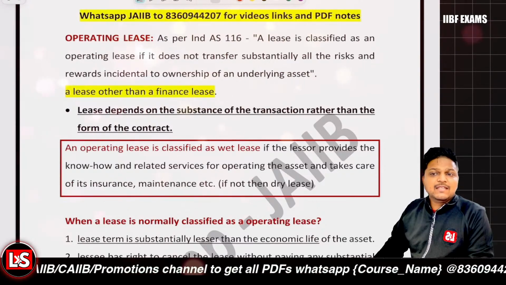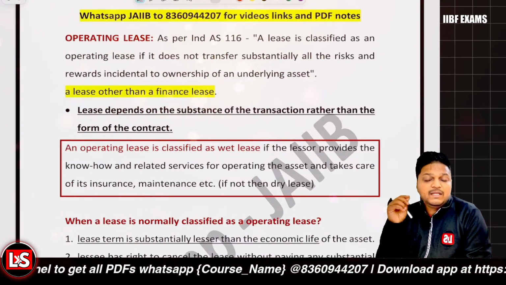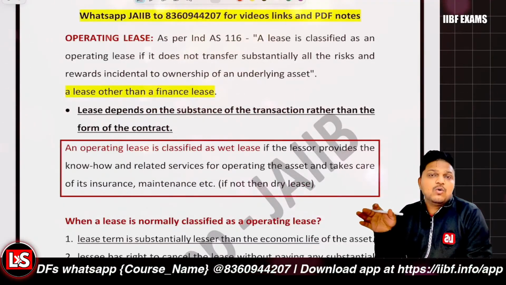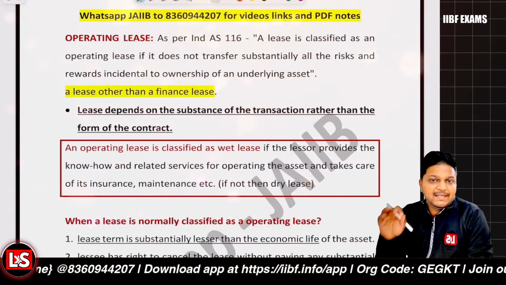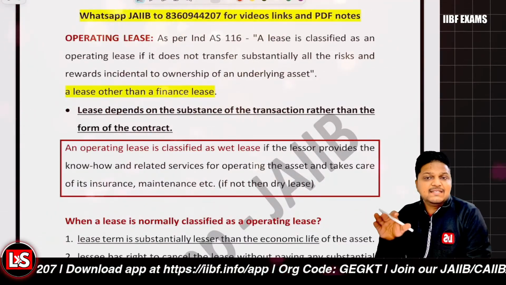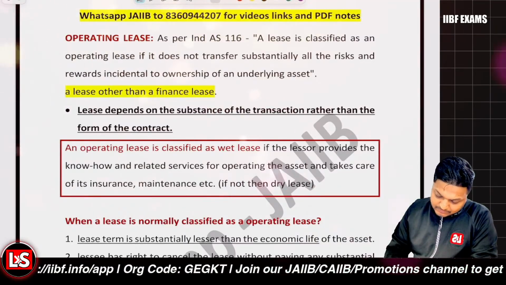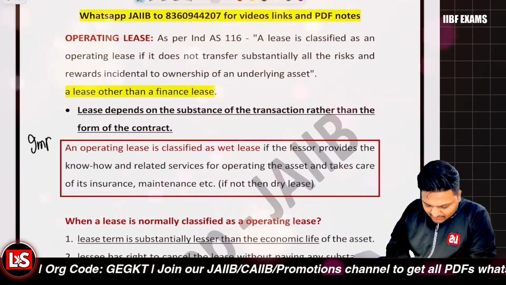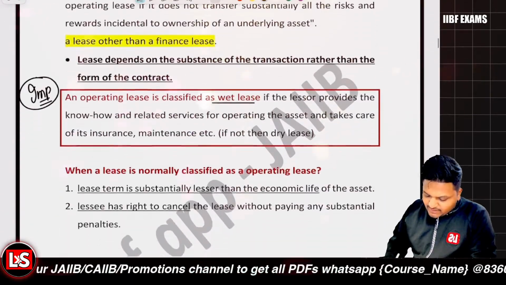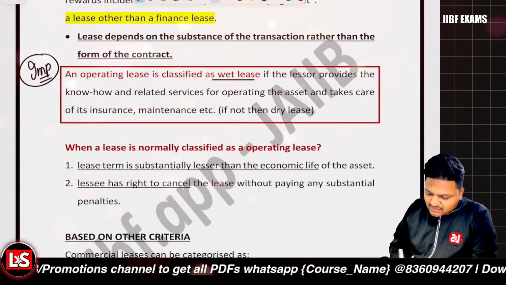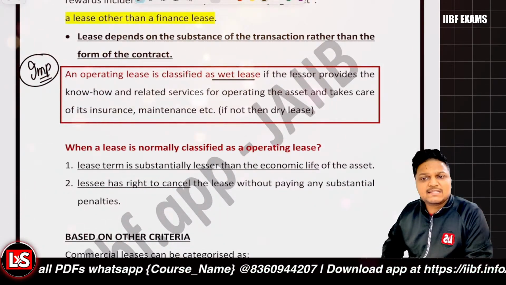Right? Now, in case of an operating lease, if the lessor provides the know-how and the related services of operating the asset to the lessee, then that particular operating lease is classified as a wet lease. Very important definition related to the wet lease. So if the lessor provides the know-how and related services of operating the asset and takes care of its insurance, maintenance, etc.